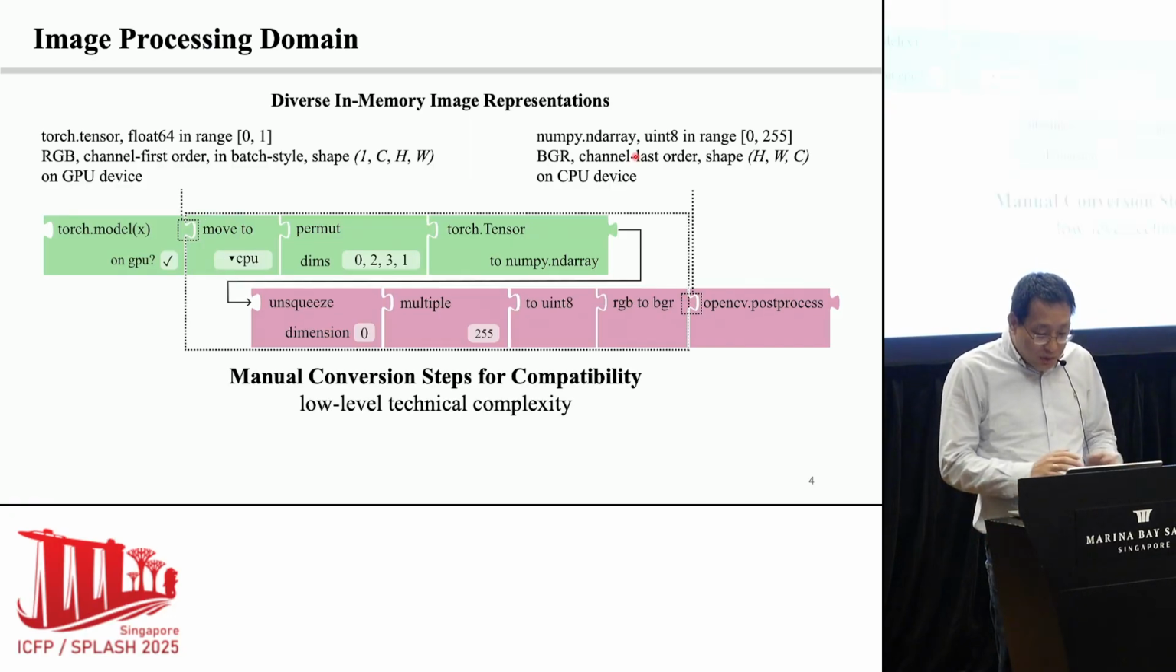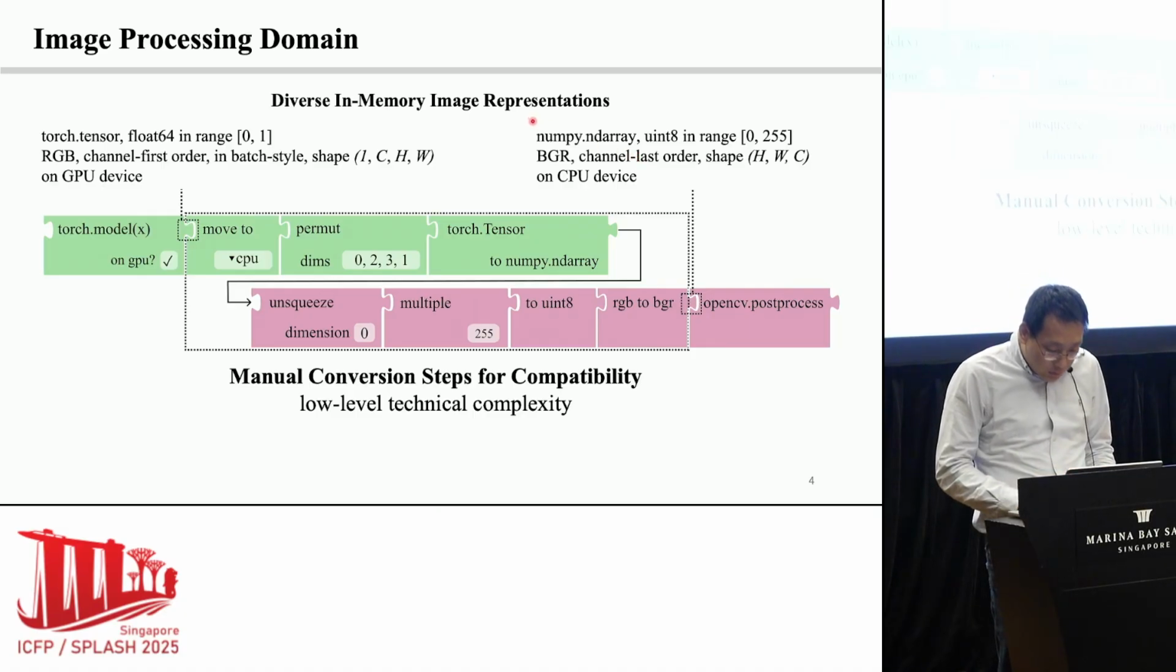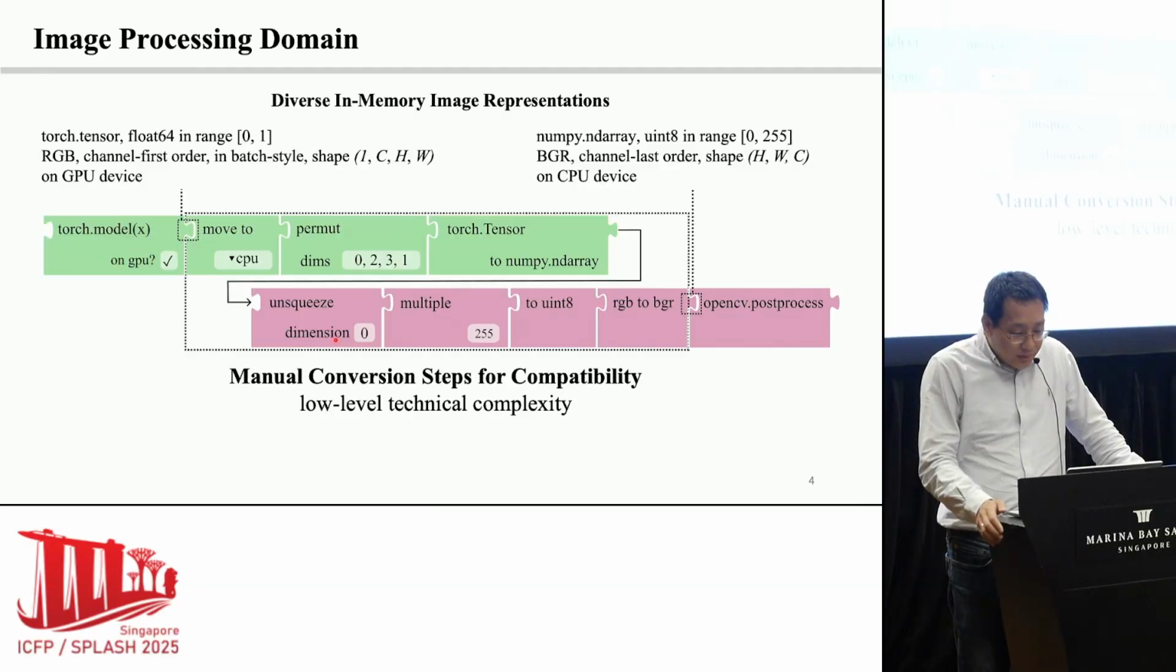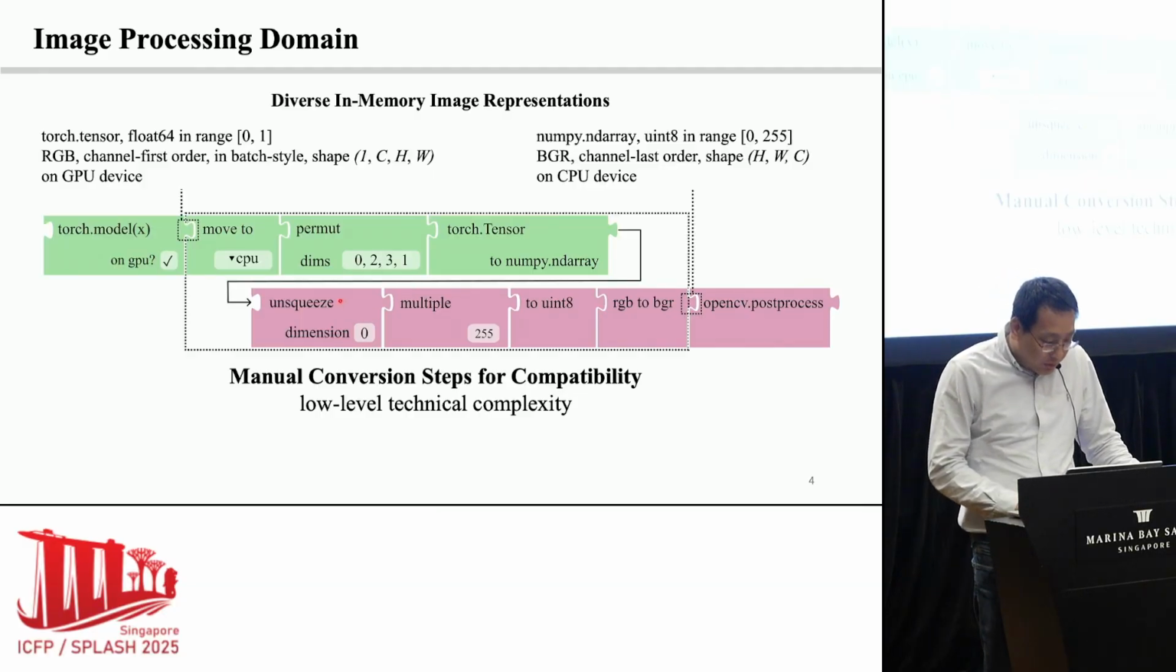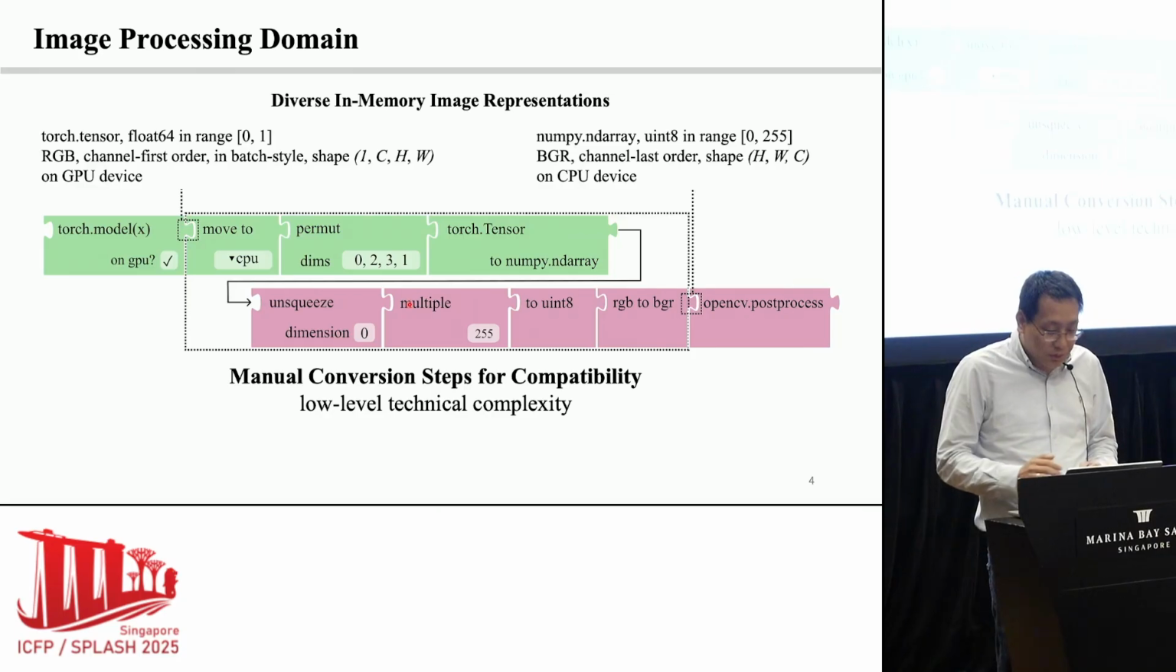So bridging this mismatch requires manually handling conversion steps to keep compatibility, including device transfer, channel reordering, data types, and so on. This low-level implementation, for example here in the dashed box, distracts the user from the high-level image processing operations.